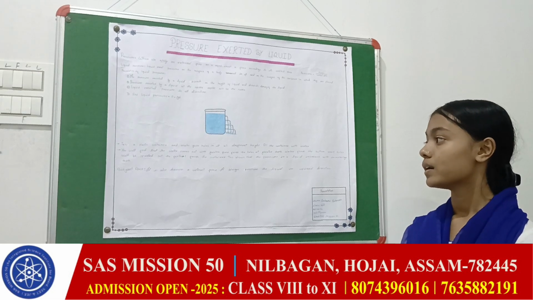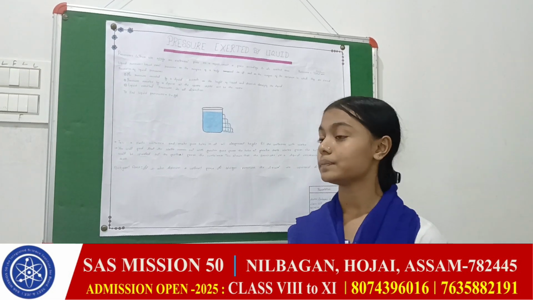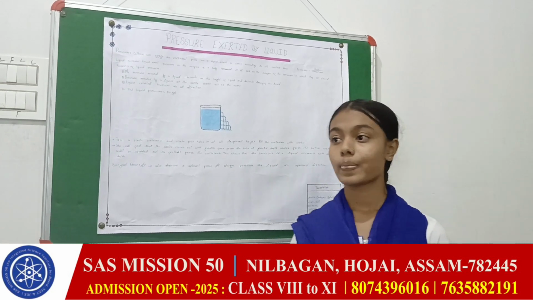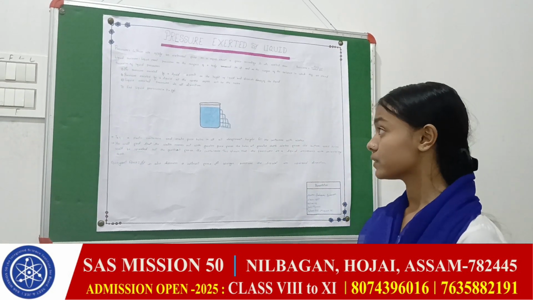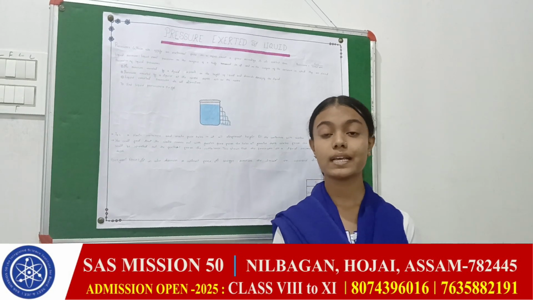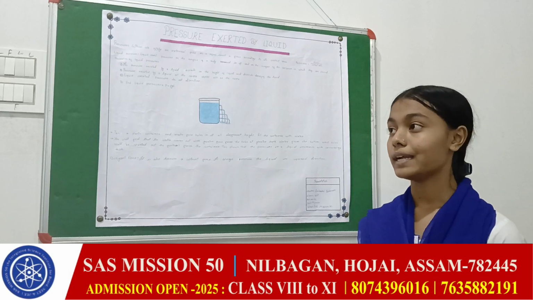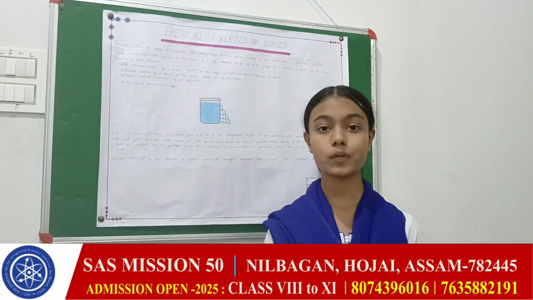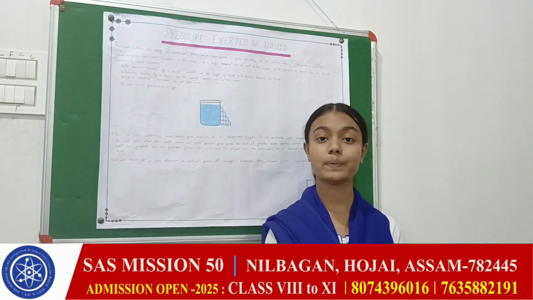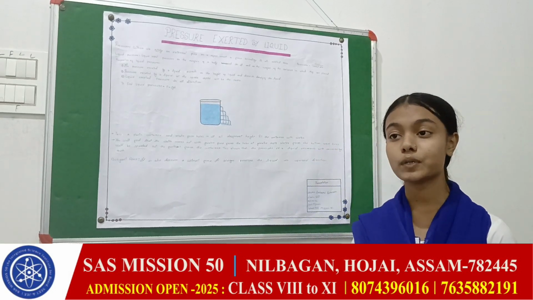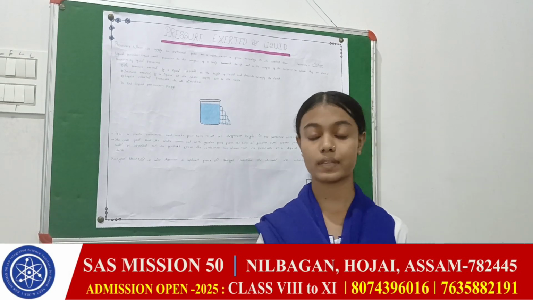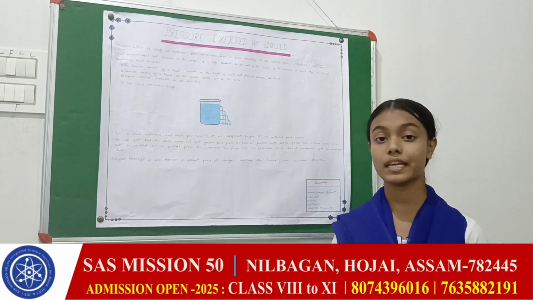Now, there are some properties of liquid pressure. First, the pressure exerted by liquid depends on the height of the object and the density of the object. And the second property is the pressure exerted by a liquid at the same depth will be the same. And the third property is liquid exerts pressure in all directions.